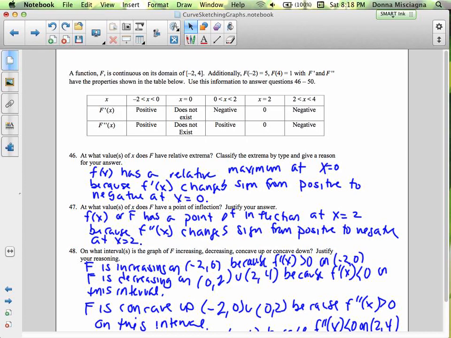f is concave up from negative 2 to 0 and 0 to 2. Make sure you do not write that as negative 2 to 2. The first derivative and second derivative do not exist at 0. Do not make that interval include 0. So make sure you break up the graph at 0, especially on that second derivative, because there's no sign change.